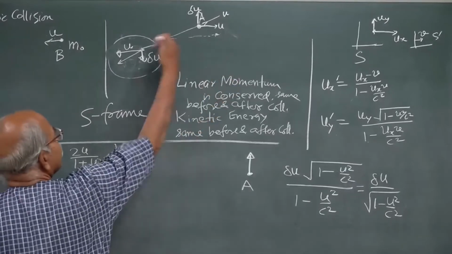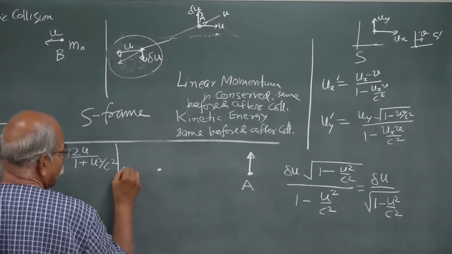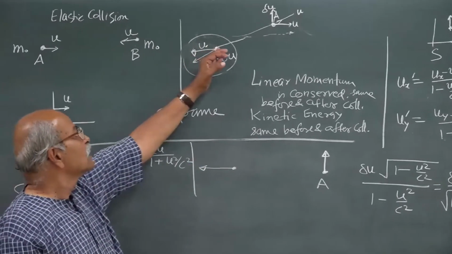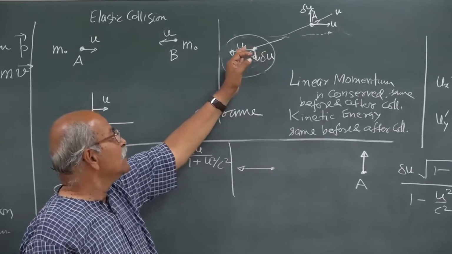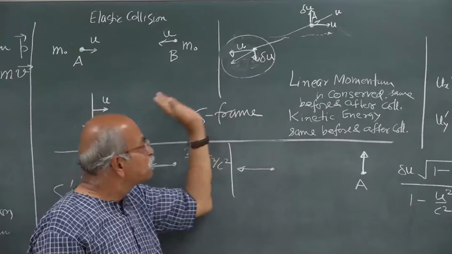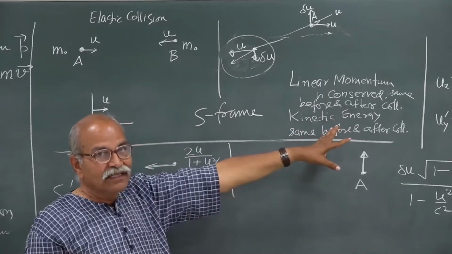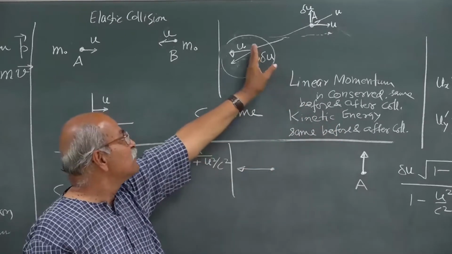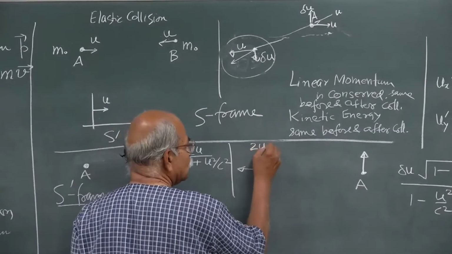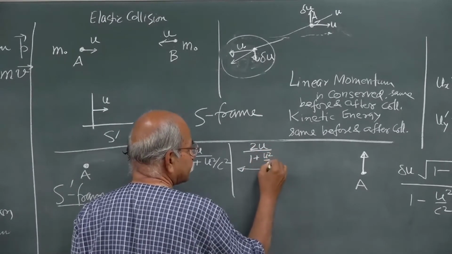Come to this B particle. This is the B particle. What is the velocity in the x direction? The particle is going with speed u in the minus x direction. The frame is going with speed u in the plus x direction. And therefore in S prime it will have a speed in this direction, and that will be again 2u by 1 plus u squared by c squared.